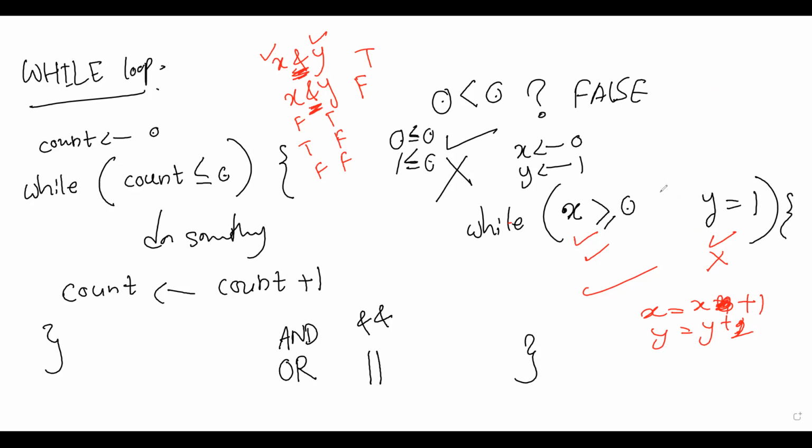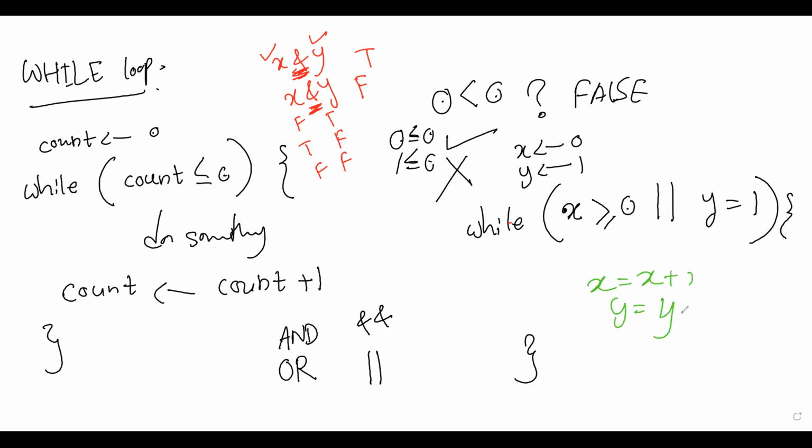Let's see, we have an OR operator here, and we are going to check all these conditions. I'll write it in another color so that it's visible to you all clearly. So initially x is 0, y is 1, right? Let's say x equals x plus 1, y equals y. Something like this. You can have plus or minus or anything here.